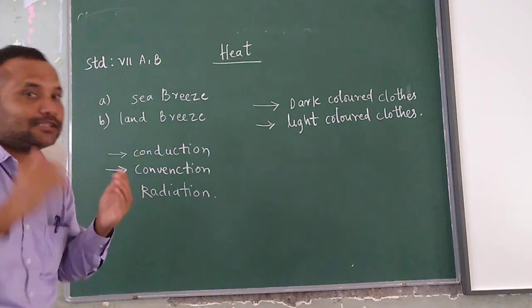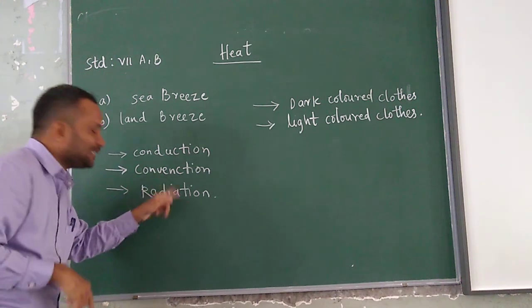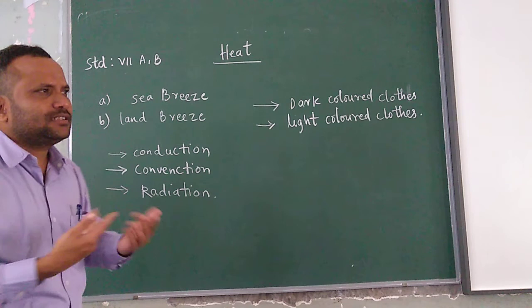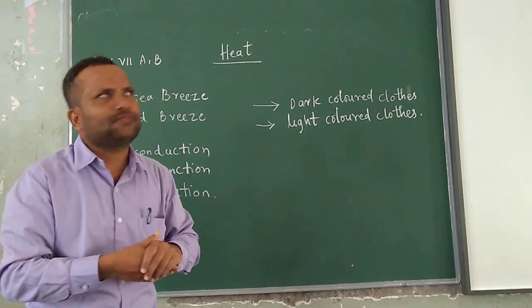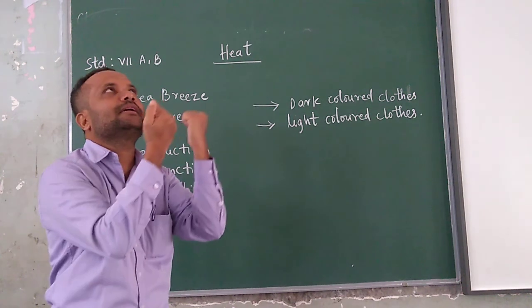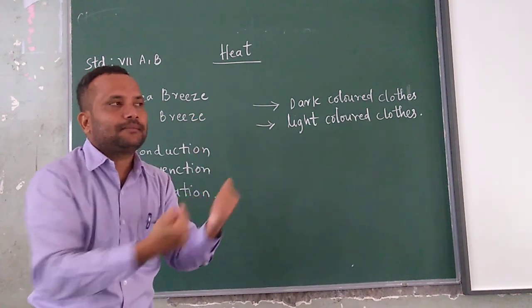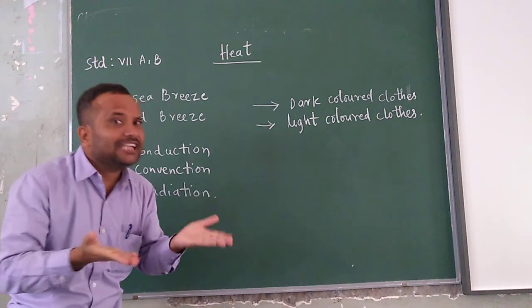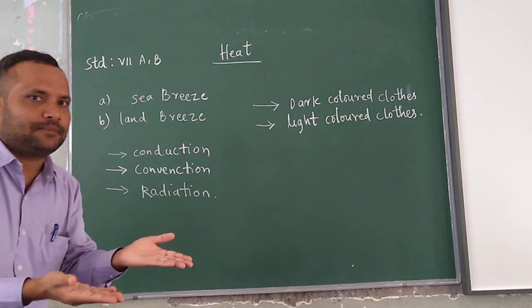Conduction can take place in solids. Convection can take place in liquids. Radiation, children: we get a lot of sunlight from the sun. We get a lot of heat from the sun. That heat is coming in the form of radiations towards the earth.